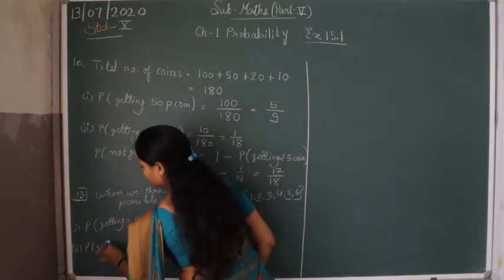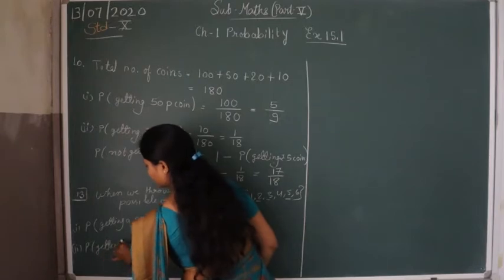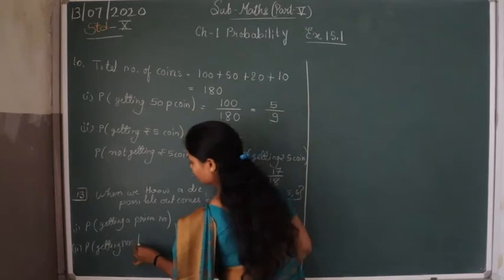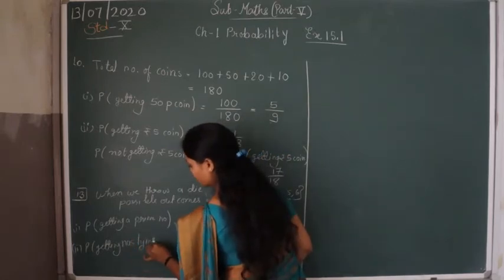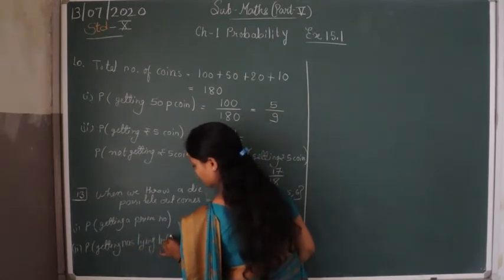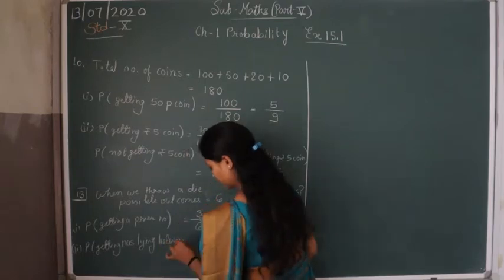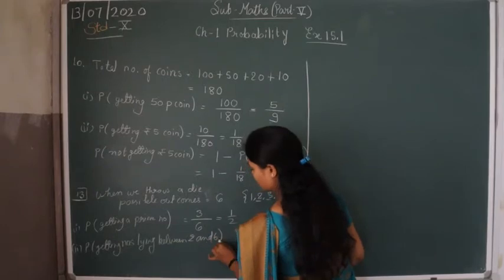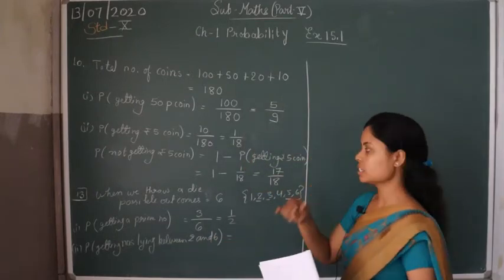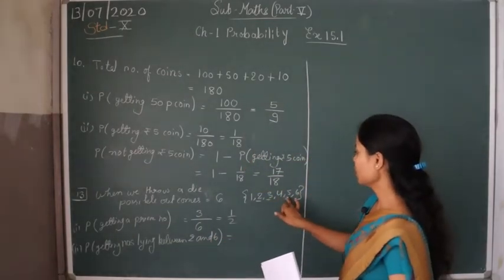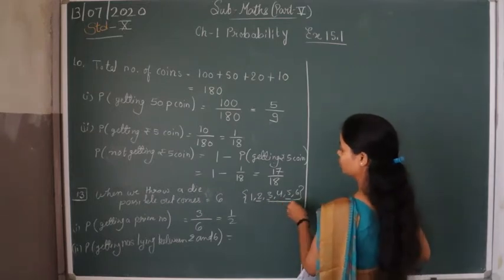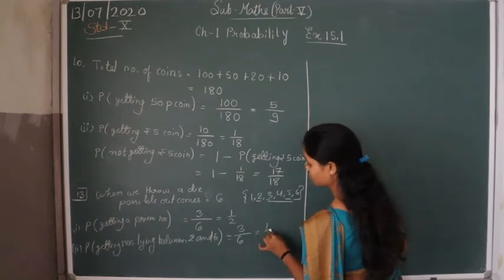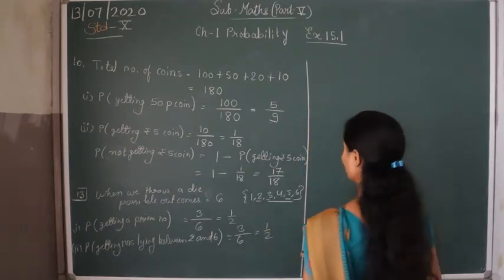Next one is the probability of getting a number lying between 2 and 6. How many numbers are there between 2 and 6? 3, 4 and 5. Between 2 and 6 there are 3 numbers. So write 3 and the possible outcomes are 6. So we get 1 by 2.